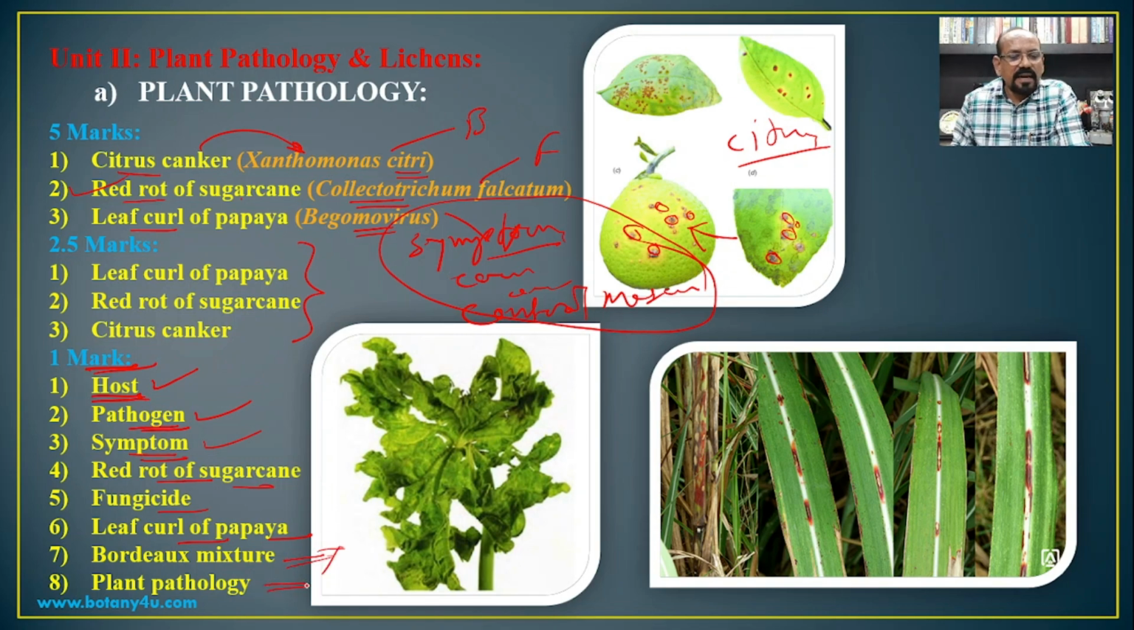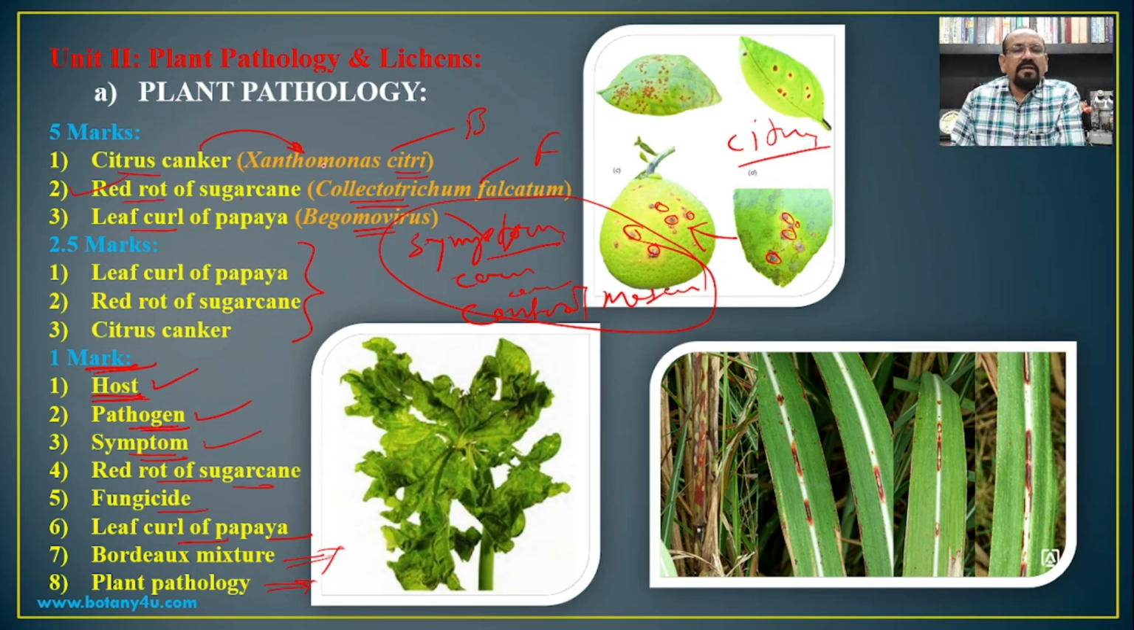And plant pathology means the branch of biology which deals with the study of the different plant diseases, that is known as plant pathology. So in this way, the 5 mark and 2.5 mark questions are the same on plant pathology, and the 1 mark questions are also the same. Very rarely a few different types of questions are asked in this unit.